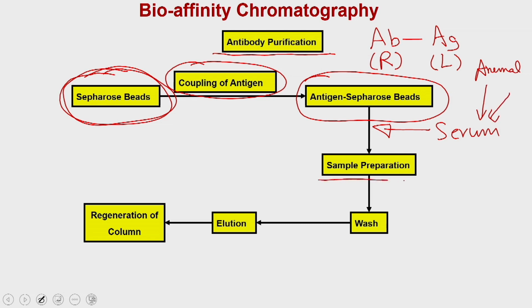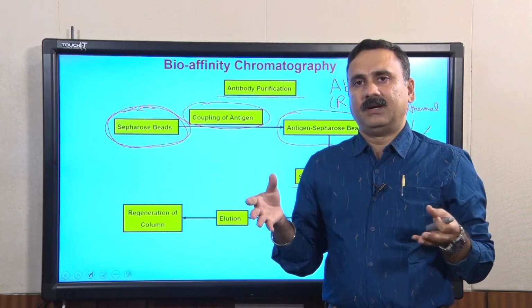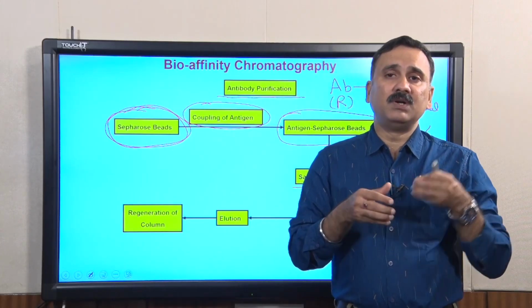Now, once you prepare the samples, you are going to apply this sample onto the column, because there will be an interaction between the antigen and the antibodies. The antibodies will bind to the antigen, and then you are going to have a washing step. That washing step is going to remove the non-specific material, which means you are going to wash with a high salt concentration, so that you remove the non-specific proteins which are present in the serum or the hybridoma culture supernatant, and that is how you get rid of most of the protein. Now, what you have left is the antibodies which are bound to the antigen which is coupled to the beads.